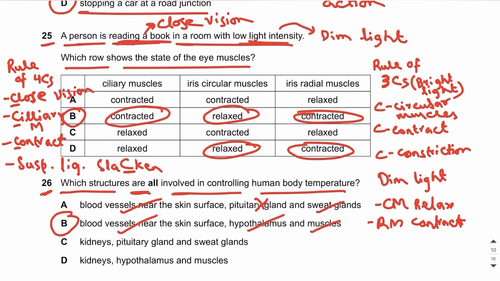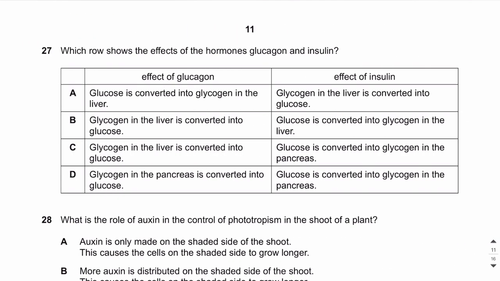Hypothalamus is involved because it detects the changes in the temperature of the blood, and it also sends signals or electrical impulses to the muscles and to the sweat glands and to the blood vessels, right? Kidneys are not involved in the maintenance of body temperature. The answer is B. Let's move on to MCQ number 27.